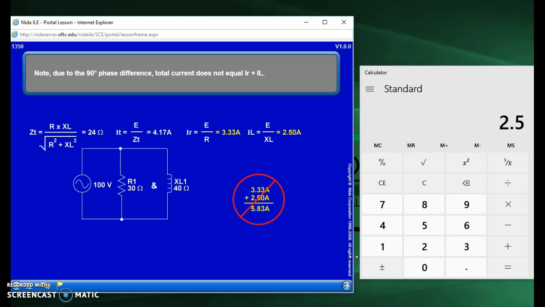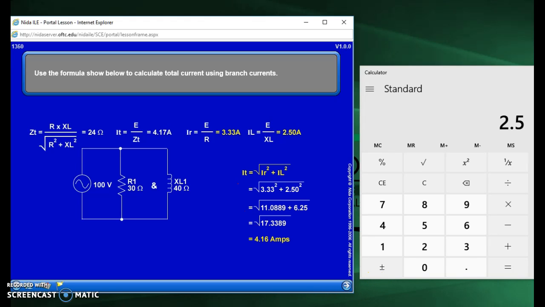So due to the phase difference, though, we can't just add those currents together and come out with total current. Oh no, couldn't be that simple. We have got to use this formula, which is I total equals the square root of IR squared plus IL squared. So again, another formula for us to apply. We took the 3.33 that we got for the resistance current value and the 2.5 that we got from the inductance, squared both of those, added them together, got the square root of that, and came up with 4.16 amps.